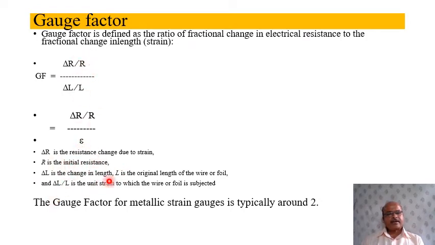Del L is the change in length, and L is the original length of the wire or coil, and del L by L is the unit strain to which the wire or coil is subjected. The gauge factor for a metallic strain gauge is typically around 2. So in problem solving, this formula is required. Keep this formula in mind.